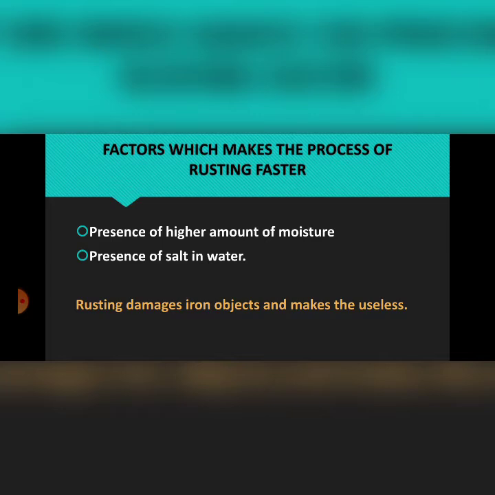The second factor is presence of salt in water. The amount of salt which is dissolved in seawater is more. So, this huge amount of salt present in seawater enhances the process of rusting of iron and makes it faster.